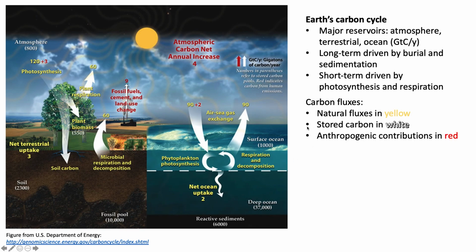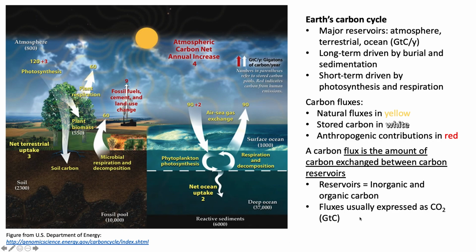And so again, we have these carbon fluxes, and this is normally expressed in terms of gigatons carbon per year. I'm missing that year right there, so remember that. And to define the flux, it's the amount of carbon that's exchanged per year or per time between these different reservoirs. And these reservoirs will include inorganic and organic carbon, but when we're talking about the fluxes of carbon themselves, we're usually just talking about carbon dioxide.